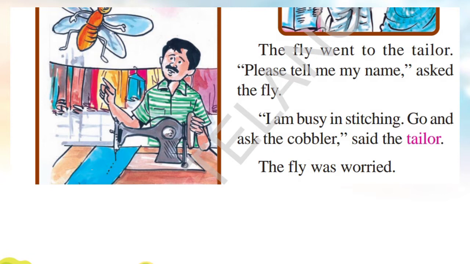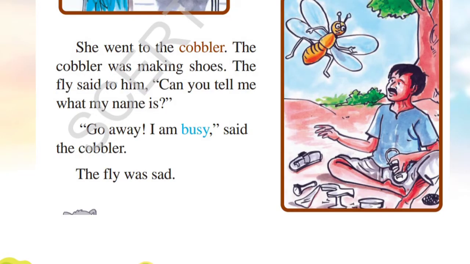The fly went to the tailor. Please tell me my name, asked the fly. I am busy in stitching. Go and ask the cobbler, said the tailor. The fly was worried. She went to the cobbler. The cobbler was making shoes. The fly said to him, Can you tell me what my name is? Go away, I am busy, said the cobbler.